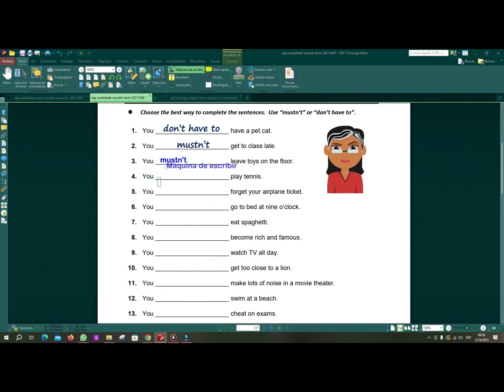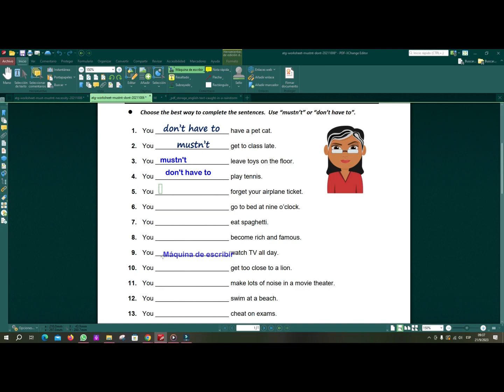What do you think about Miss Roxy? Play tennis. Ah, this is an option, right? Don't have to. Yes, don't have to play tennis. Si usted quiere lo hace, si no, pues está bien no hacerlo, ¿verdad? So, great, Miss Roxy. Number 5, you forget your airplane ticket.